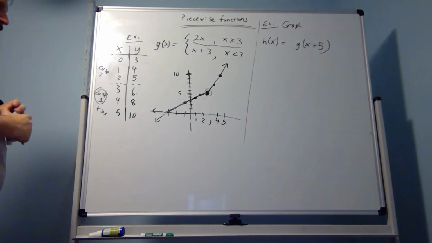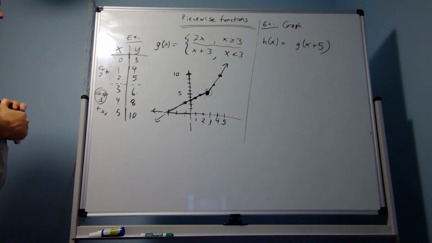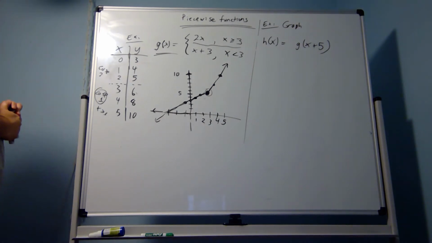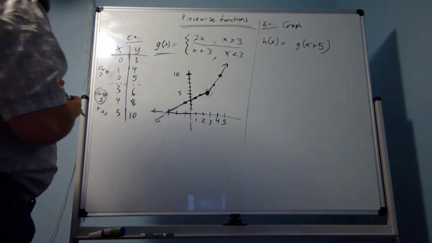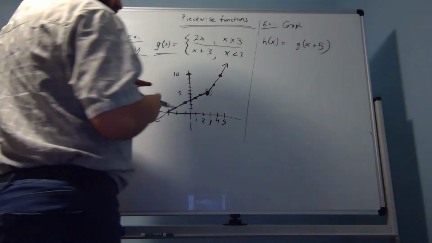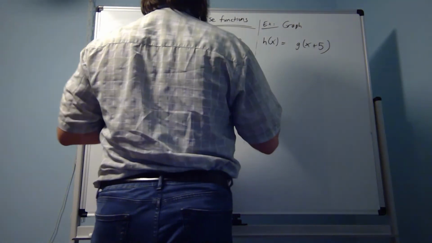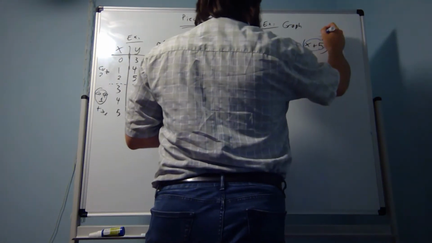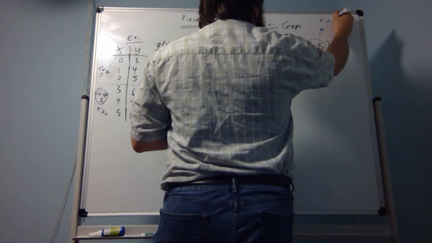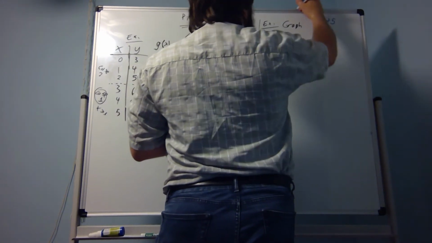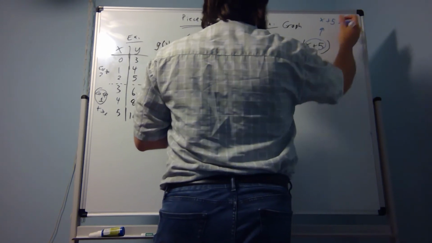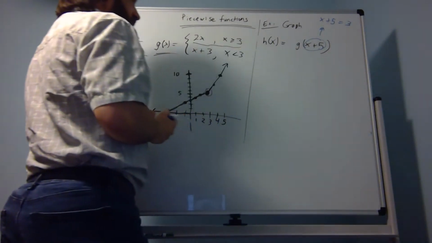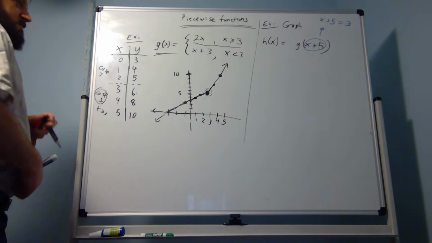So this point right here looks really interesting. G of x looks like x equals 3. So G of 3 is interesting. What I'm saying here is the most interesting point is G of 3. So therefore, x plus 5 equal to 3 is very interesting for this h of x function.